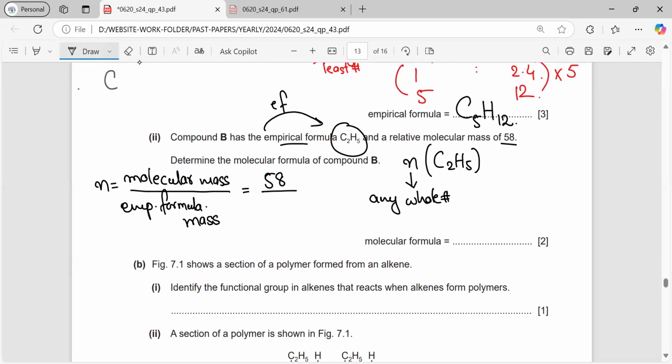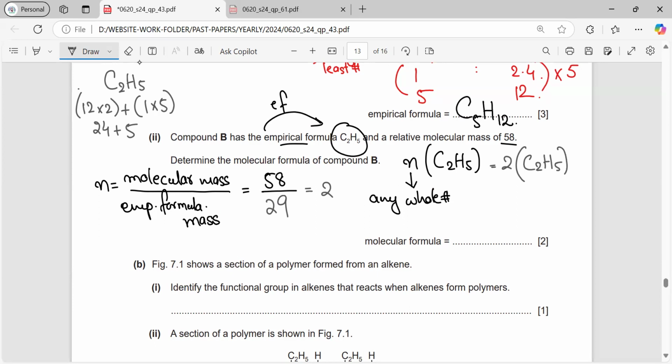Empirical formula is C2H5. If we find out its mass, it will be 12 into 2 for carbon, and for hydrogen, it's 1 into 5. So basically, it will be 24 plus 5, making it 29. So 58 divided by 29 is 2. We'll multiply this 2 with the empirical formula, which is C2H5, and we can get the answer. It is C4H10.